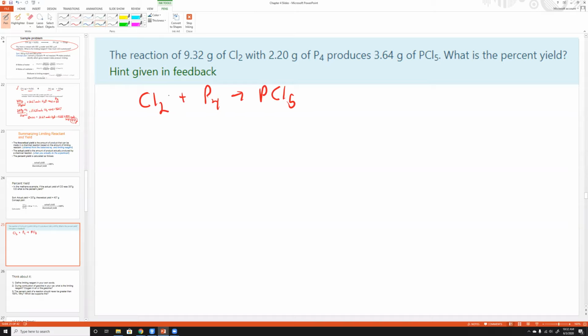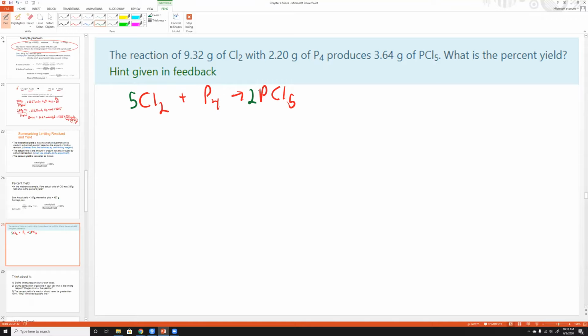All right, so now the first step always is to balance the reaction. So let's balance the equation. Cl2, PCl5. Let's put a 2 there and a 5 here. That's the least common multiple. For P4, we have 2 times 5. 2 times 5 is 10.